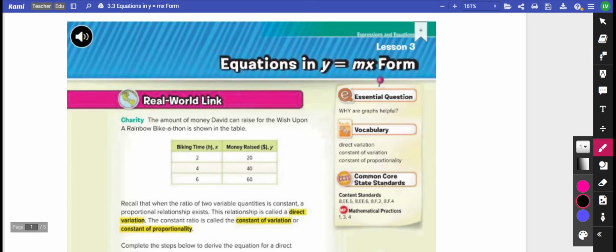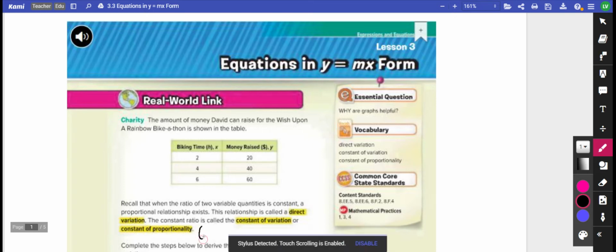Real-world link. Charity. The amount of money David can raise for the Wish Upon a Rainbow Bike-a-thon is shown in the table. Biking time is in hours, represented by x, which is 2, 4, and 6. Money raised is in dollars, that is, y is 20, 40, and 60. Recall that when the ratio of two variable quantities is constant, a proportional relationship exists. This relationship is called a direct variation. The constant ratio is called the constant of variation or constant of proportionality.